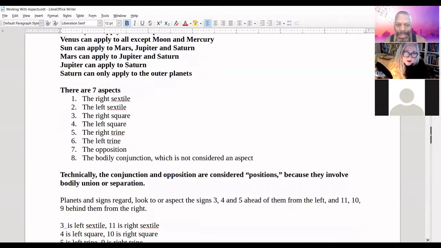Now, planets and signs regard or look to the signs that are 3, 4, and 5 away. I'm going to do this with every single sign. So don't even start thinking or wondering. Don't get ahead of me. Planets look at signs that are 3, 4, and 5 ahead of it, to the left, and 11, 10, and 9 behind it, to the right. So the signs ahead are to the left. The signs behind are to the right. That's hard for me to deal with, and I don't 100% know why yet either, so don't ask me, okay? But that's the important thing to be thinking.